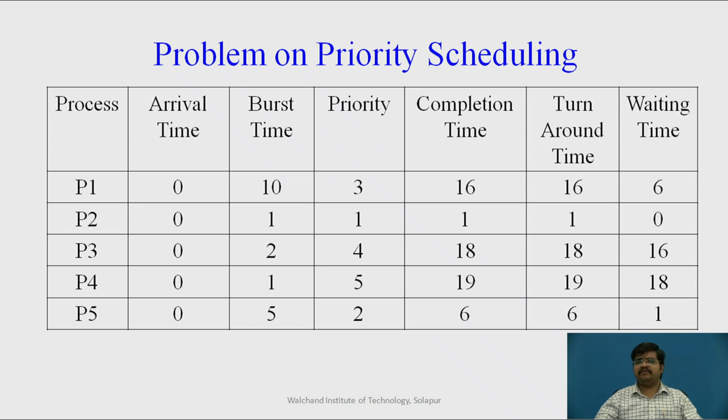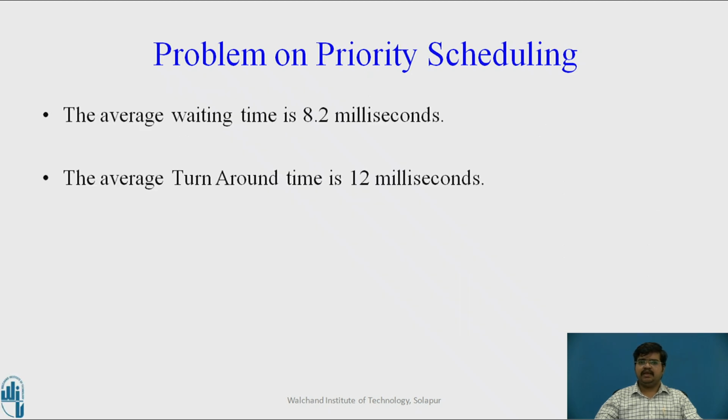After that we calculate waiting time. Waiting time is turnaround time minus burst time. From this you will get P1 waiting time 6 milliseconds, P2 0 milliseconds, P3 16 milliseconds, P4 18 milliseconds, P5 1 millisecond. Let's calculate average waiting time and average turnaround time. In this case, average waiting time is 8.2 milliseconds and average turnaround time is 12 milliseconds. If we compare this with FCFS, then priority scheduling is the better suited over FCFS.